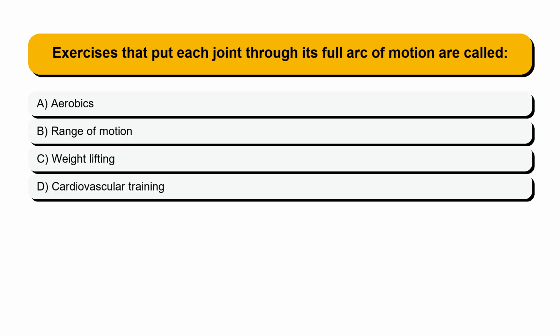Question 27. Exercises that put each joint through its full arc of motion are called: Option A, aerobics. Option B, range of motion. Option C, weight lifting. Option D, cardiovascular training.